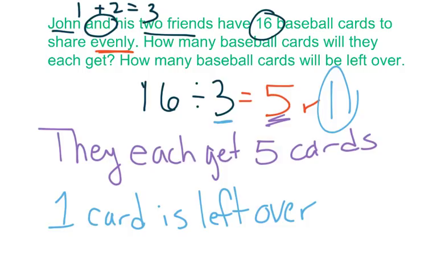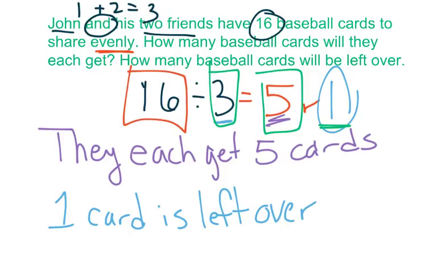And lastly, you can always check your division with multiplication. We multiply our divisor, which in this case would be our 3, times our quotient, in this case our 5. We get a product, and then we're going to add our remainder. And when we do that, we should end up with our dividend.